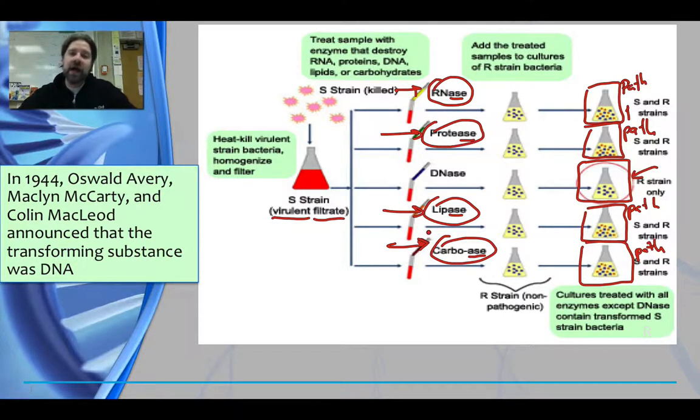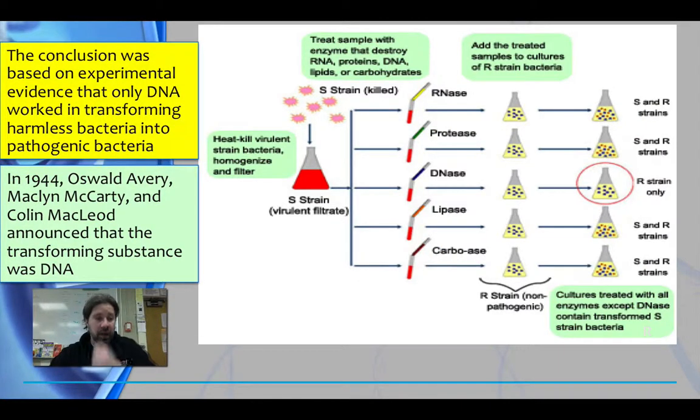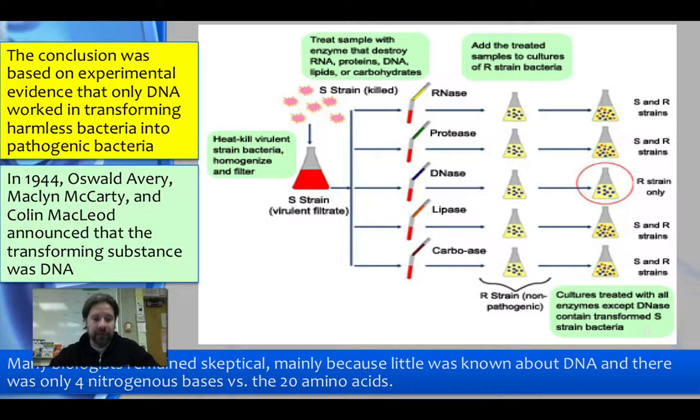Now, believe it or not, even with this experiment, it was still hard to accept that something made of 4 letters, something so simple in molecular shape and structure, could be the genetic material. After all, proteins are made of 20 different amino acids, and there are a lot more ways to arrange 20 amino acids than 4 nitrogenous bases. So it was still pretty hard for scientists to accept. Their conclusion was based on experimental evidence that DNA worked in transforming the harmless bacteria into pathogenic bacteria. That's kind of like the bottom line here, okay?